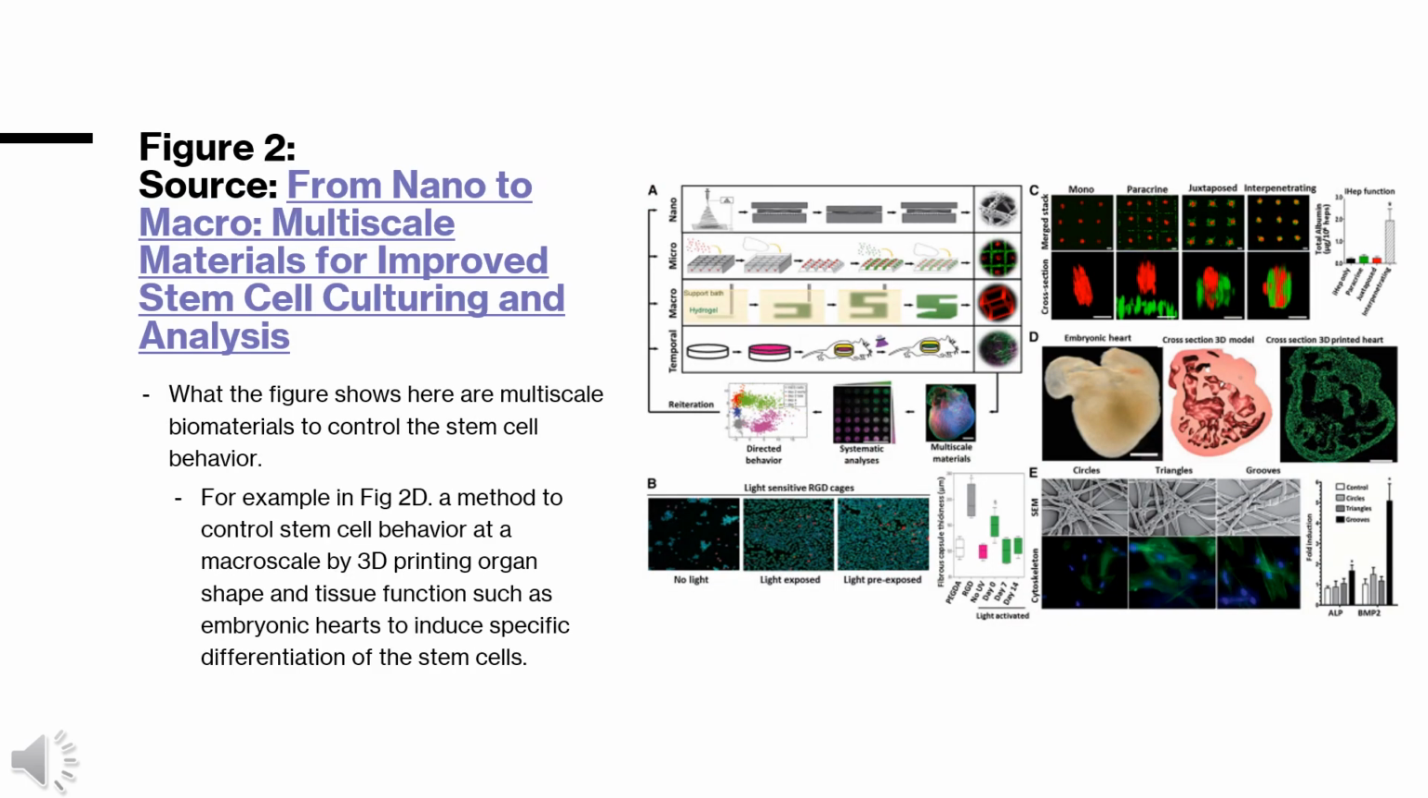Now for figure 2, on the right-hand side, what this figure shows here are multi-scale biomaterials to control stem cell behavior. Now there is a lot going on in A through E, but taking apart and looking specifically at part D in the figure, for example, in figure 2D, a method to control stem cell behavior at a macro scale by 3D printing organ shape and tissue function, such as embryonic hearts, can induce specific differentiation of the stem cells you are trying to culture.